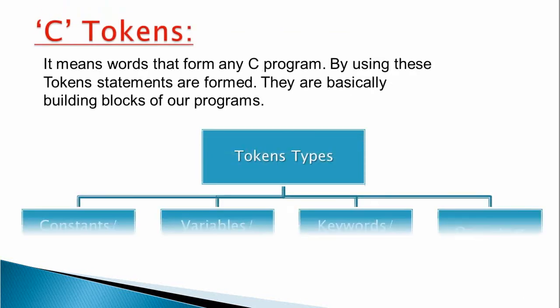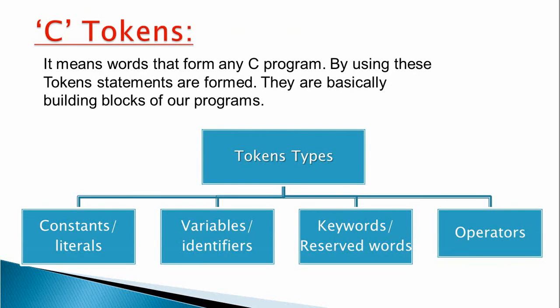Now we will know about C tokens. C tokens means words that form any C program. By using these tokens, statements are formed. They are basically the building blocks of our programs. There are 4 types of tokens: constants or literals, variables or identifiers, keywords, which are also called reserved words, and operators.